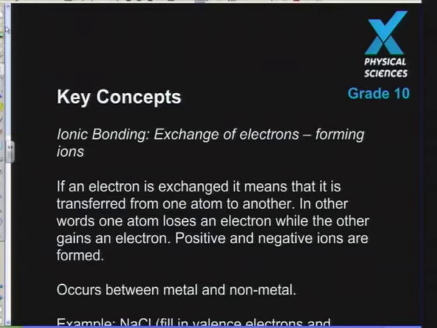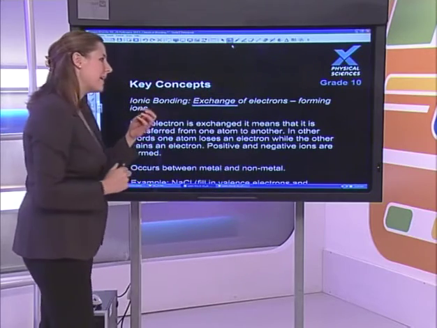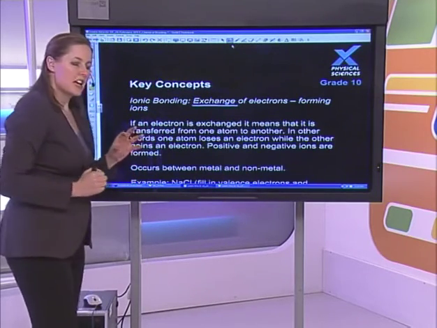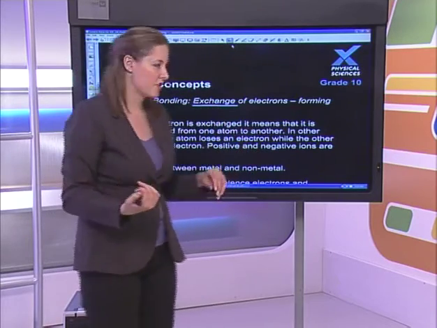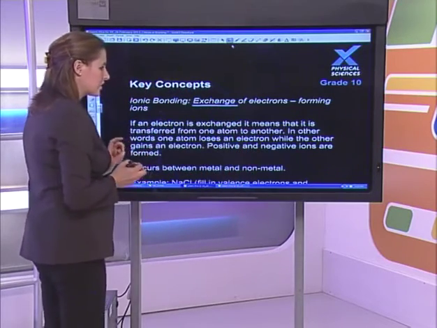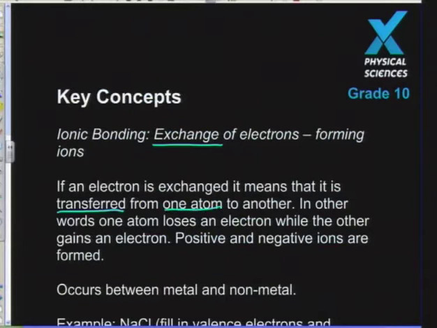Ionic bonding. Ionic bonding is when there is an exchange of electrons. Okay? So what do you understand by an exchange? Well, if I went and exchanged my jacket for something with a friend, I would swap it. Okay? So give one thing and get something else maybe. When you speak about exchange of electrons, we've got something giving away electrons and something else taking up electrons. So if an electron is exchanged, it means it is transferred from one atom to another.